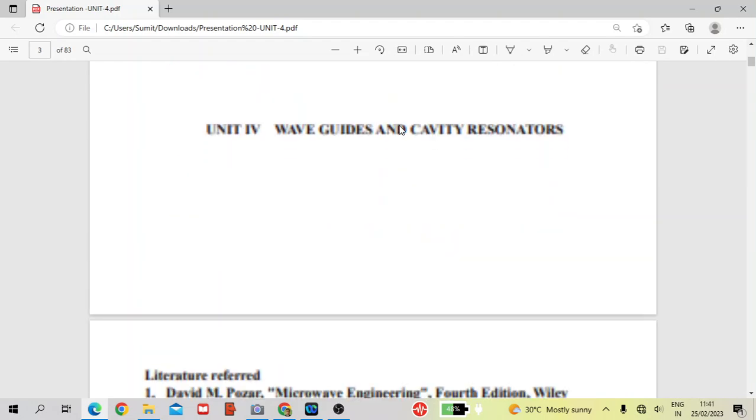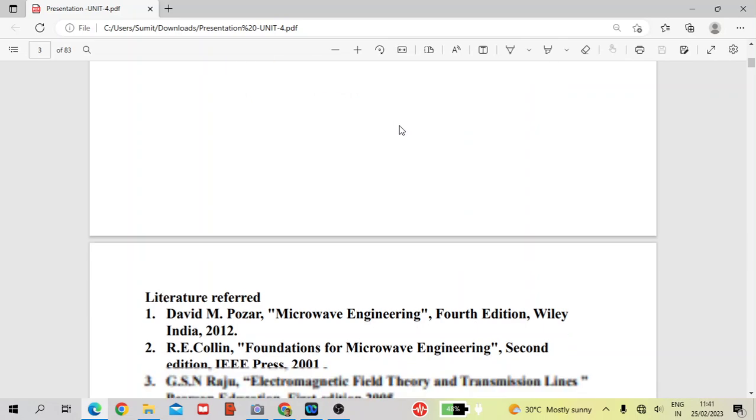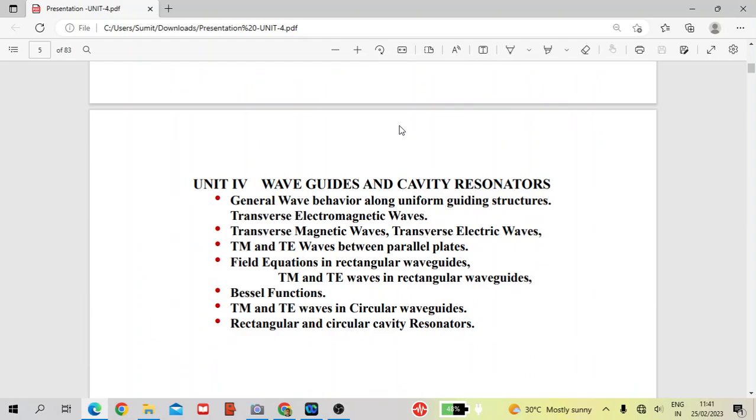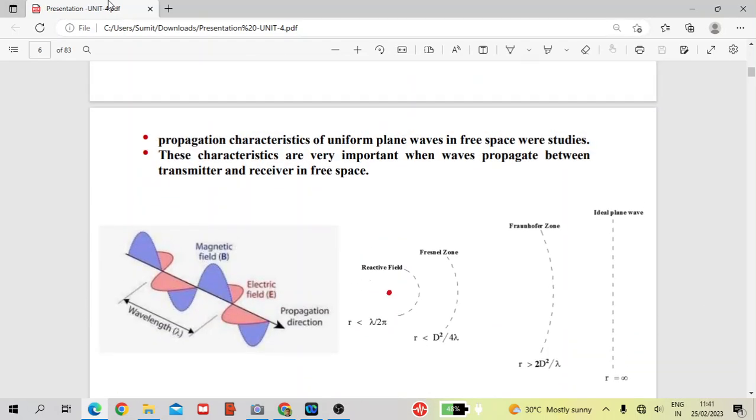And first in that, we will start with waveguides and cavity resonators. Now in waveguides and cavity resonators, we have, you can see, this is the propagation characteristics of uniform plane waves in free space.